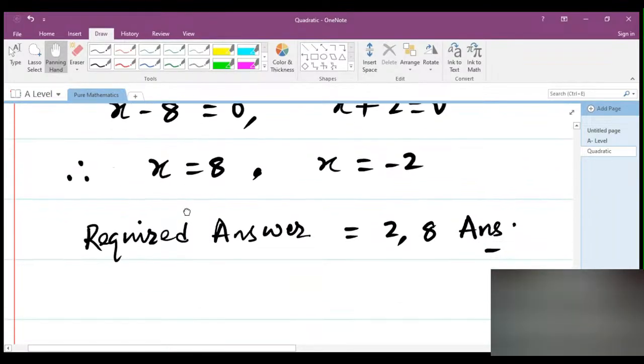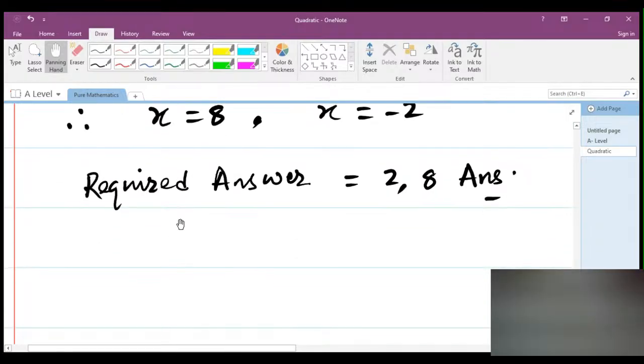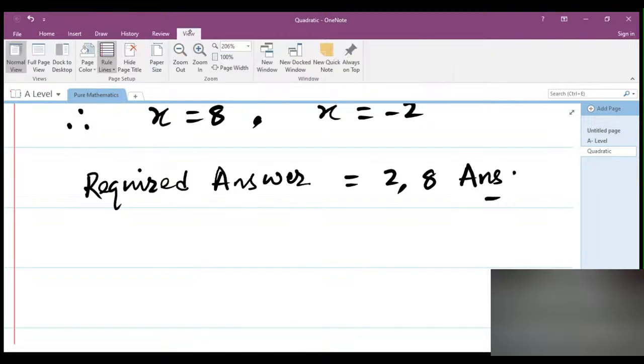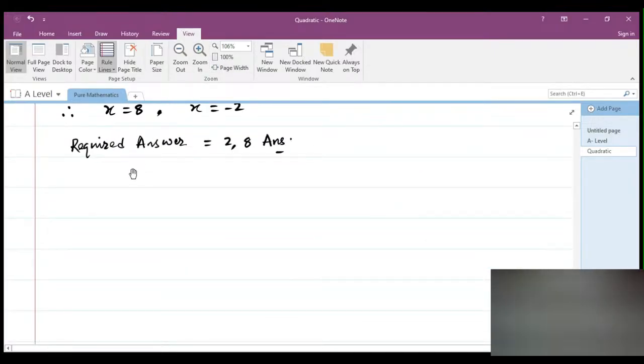So the required answer of this question will be x equal to minus 2 or 8. Hope that there is no problem understanding the solution of this question. So let's see the next question.